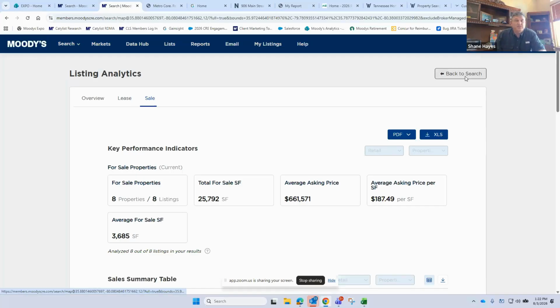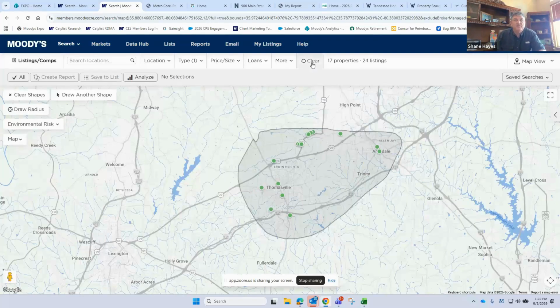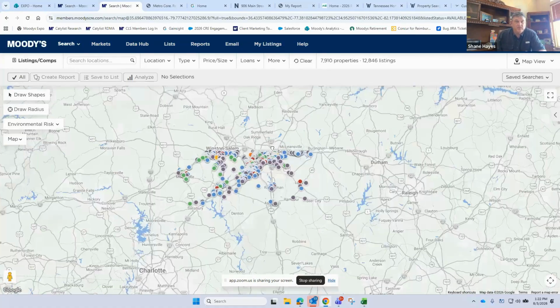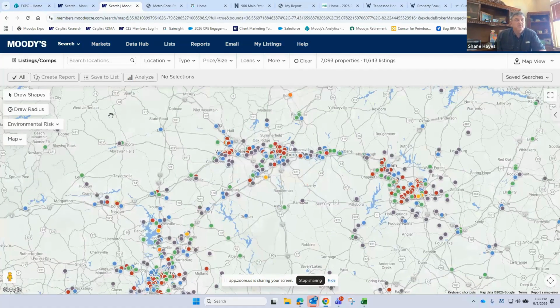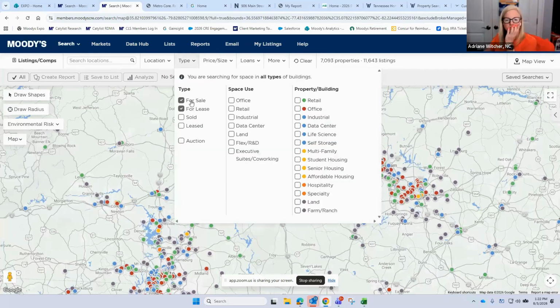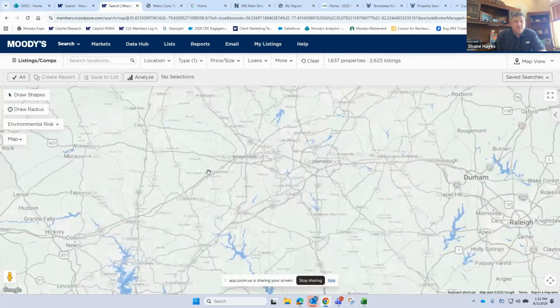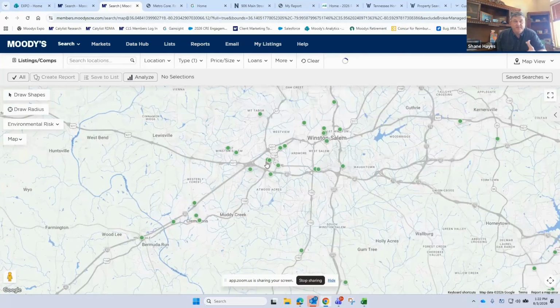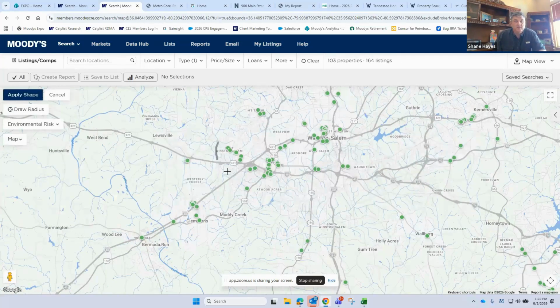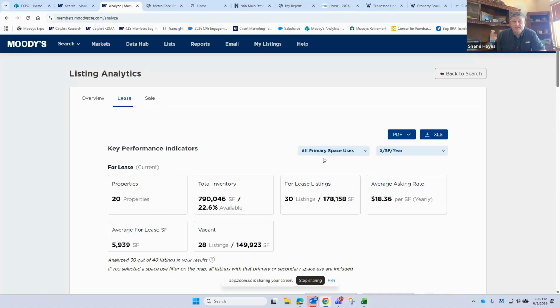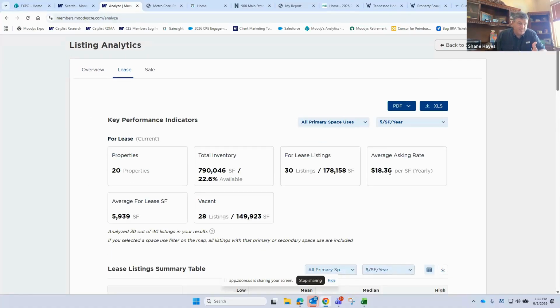And then if I go back to the search, what I can do is clear that, and just to give you an example, I can scroll out and then reset my specific parameters and ask for retail again. And then maybe I zoom in over here somewhere, just a different area of town. If you're looking in this part of town, do something similar. I'm just going to go look at the lease. And these are $18.36 a foot.